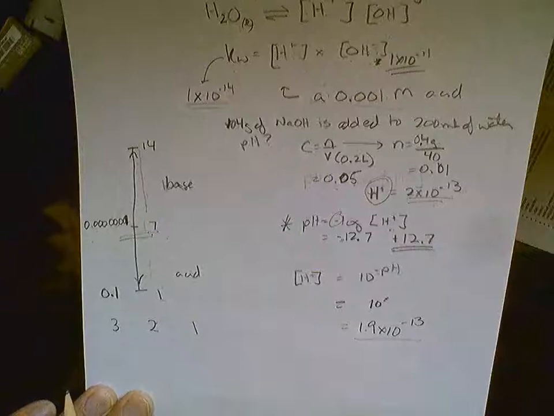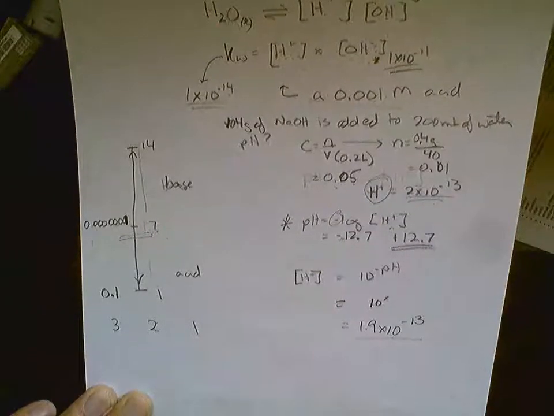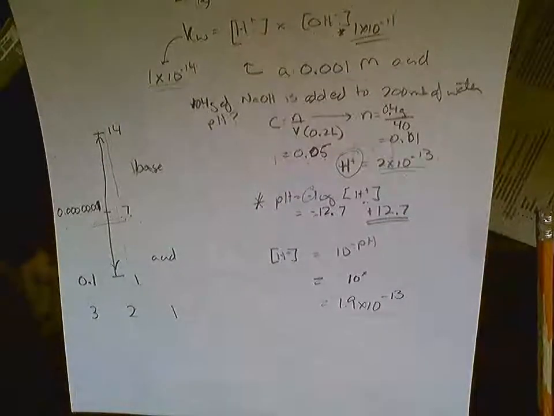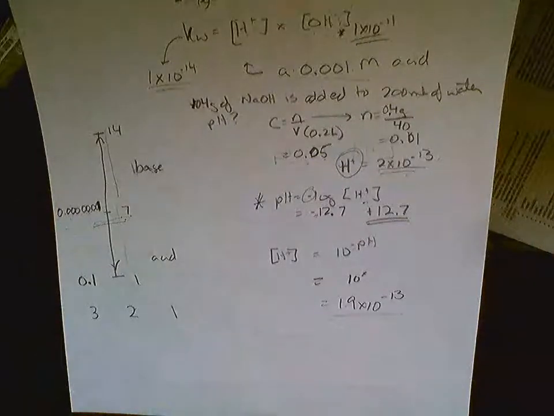Now, we use things in the lab all the time that are way off the pH scale. The pH scale was only made for common items like apple juice and vinegar. But I have acids that are hundreds of times off this pH scale that we use all the time. So just remember that this is just a common scale here.